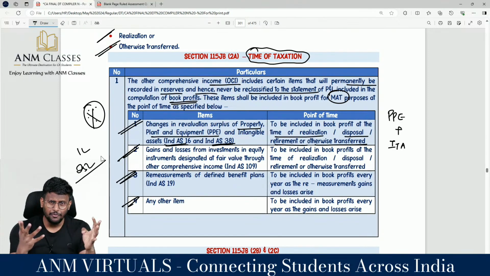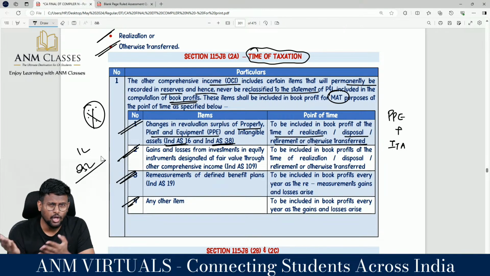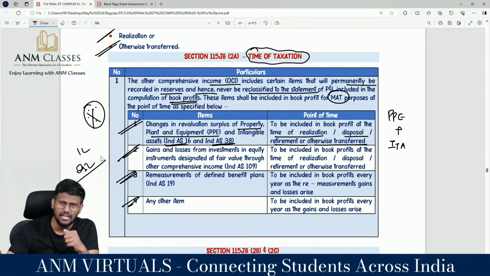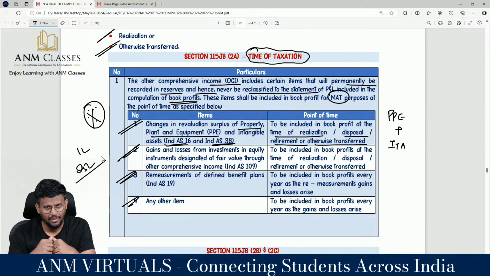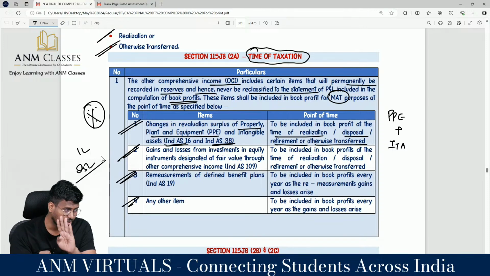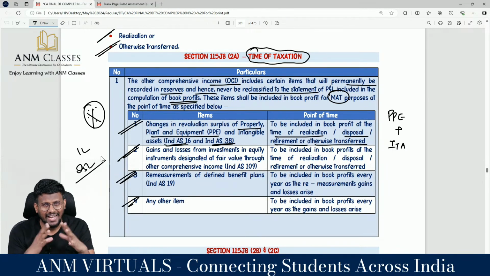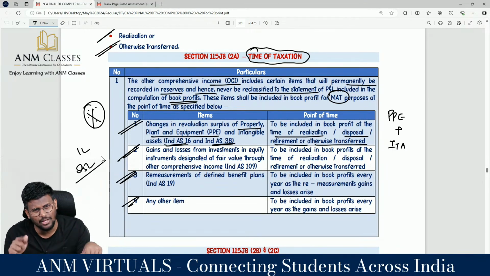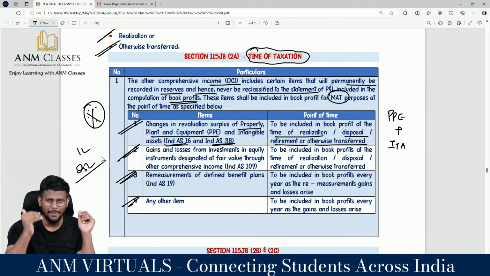If it is revaluing for the first time, anyway you will not bring it to the P&L account. You will pass an entry saying asset account debit to revaluation reserve, and you will keep that revaluation reserve on the liability side of the balance sheet. But for that increased asset value, you will provide depreciation. So depreciation will be debited to the P&L account, and the corresponding amount you will withdraw from the revaluation reserve and credit it to the P&L account. That is already taken care of in the old adjustment, the old MAT format.